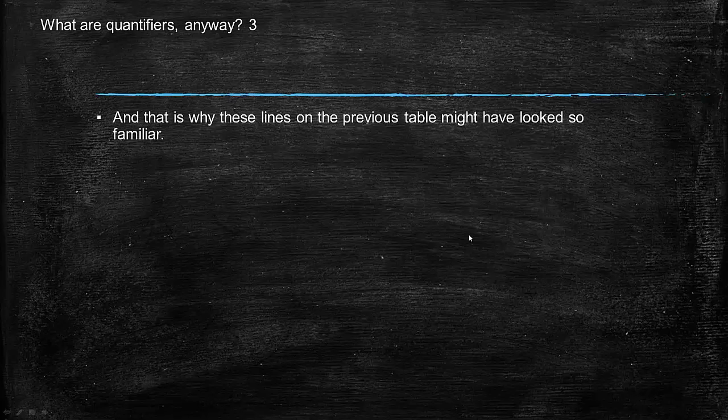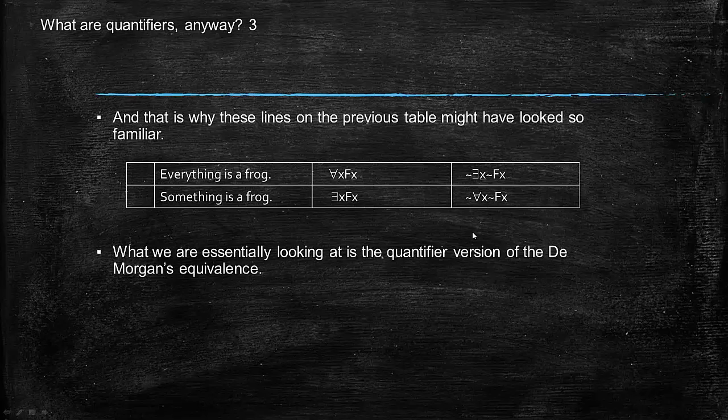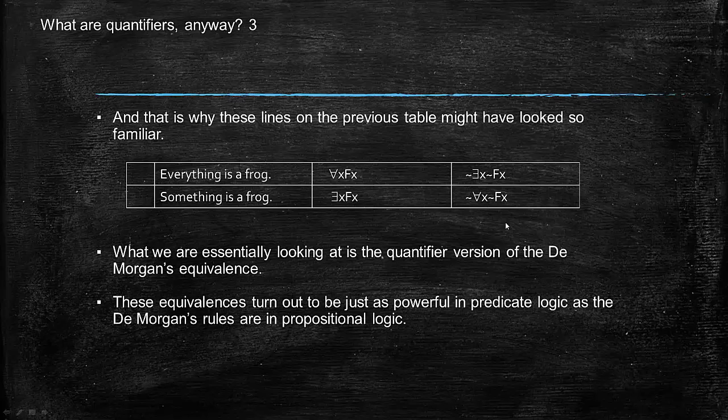And that is why those lines on the previous table might have looked so familiar. Because really what we're looking at is the quantifier version of the DeMorgan's equivalence, right? Remember, the DeMorgan's applies to and or, and involves redistributing the negations in an exactly analogous way. And so these equivalences are actually going to turn out to be just as powerful in predicate logic as the DeMorgan's rules are in propositional logic.